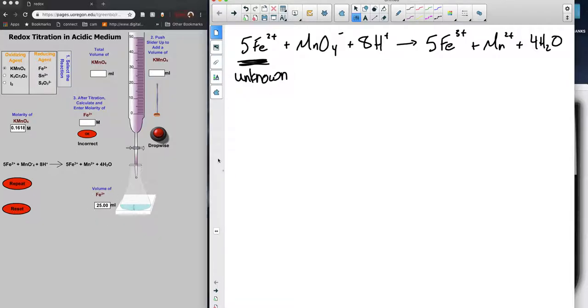I know I have 25 milliliters of it, right? But I don't quite know what the concentration is. So we have an unknown M, or molarity. We don't really know what the concentration is here.